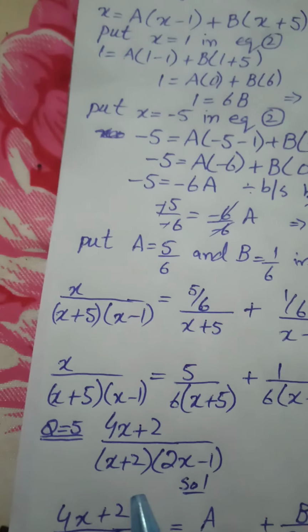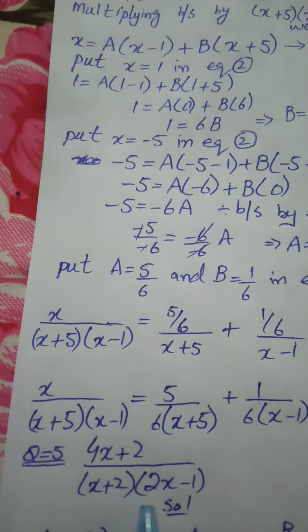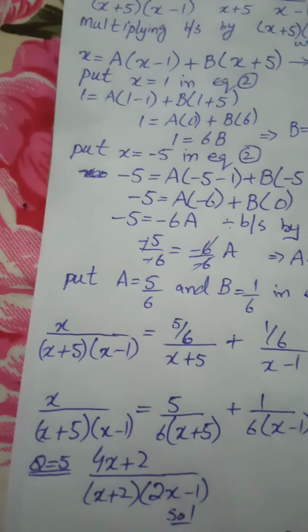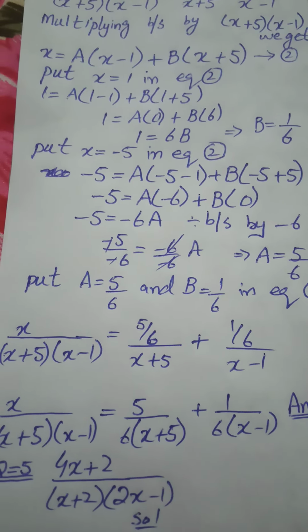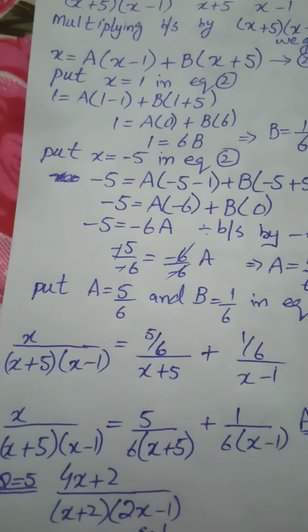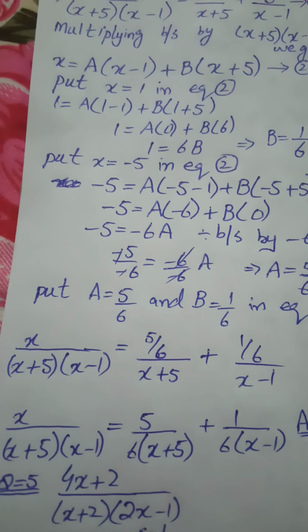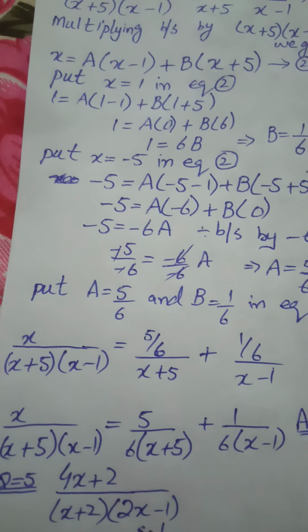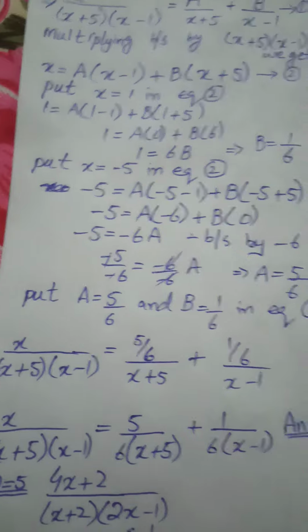Now this is question number 5: 4x plus 2 over x plus 2 into 2x minus 1. Both are linear factors. So for this portion, we can write a over x plus 2, and we introduce a and b. For this portion, we can write b over 2x minus 1.